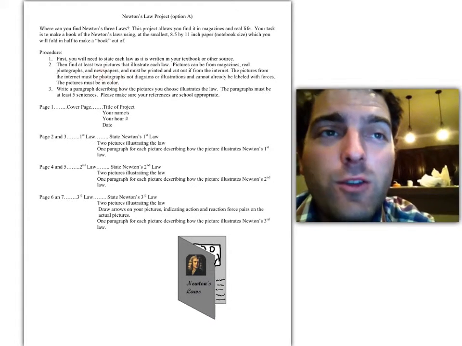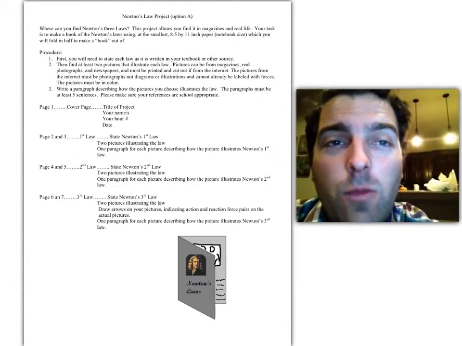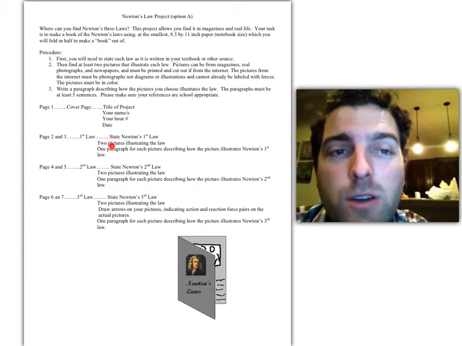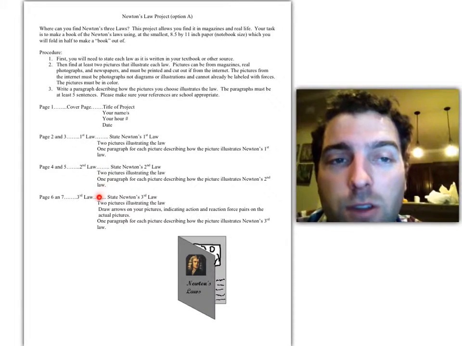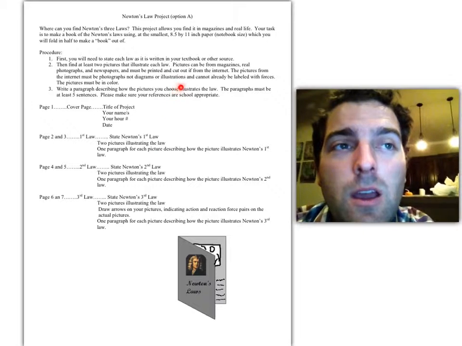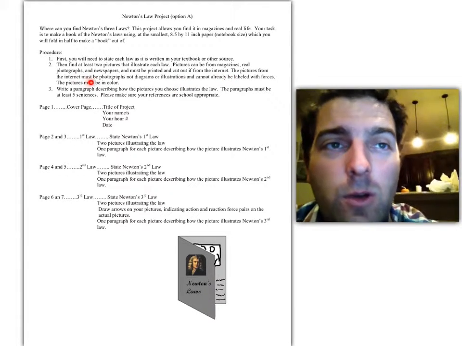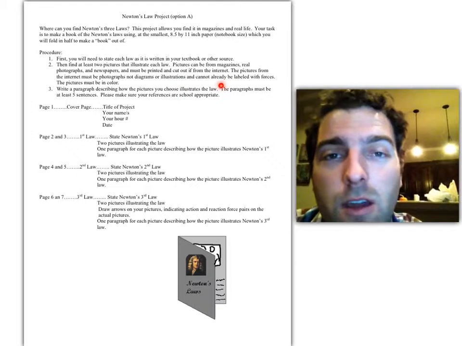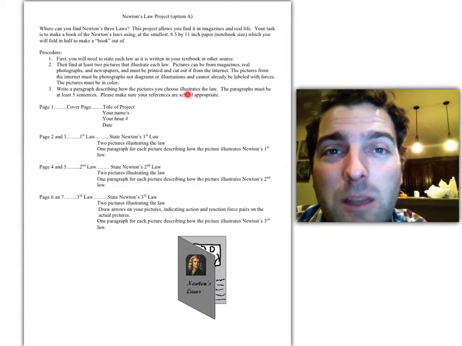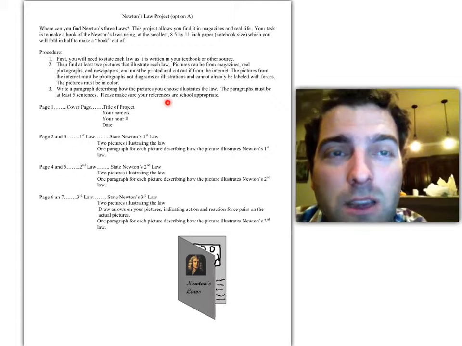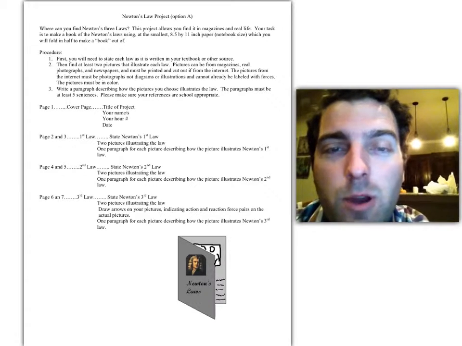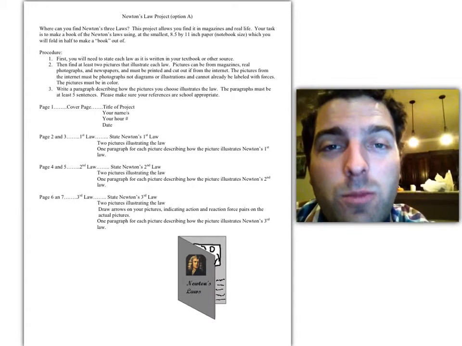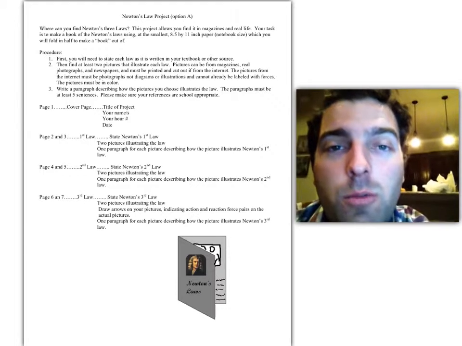You're going to provide two pictures that illustrate each law. So for first law, you have to have two pictures. For second law, two pictures. For third law, two pictures. They can be from magazines, photographs that you take of yourself, newspapers, or printed off and cut from the internet. So you really have limitless options there. Please, please, please make sure that they're school appropriate. And if you have to ask if it's school appropriate, then it's not school appropriate.